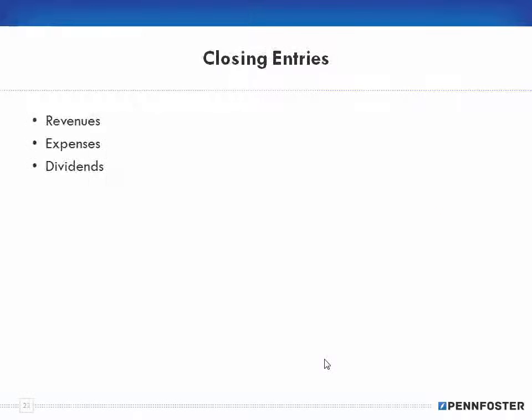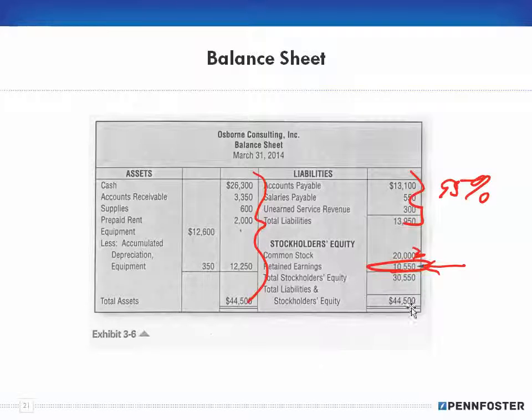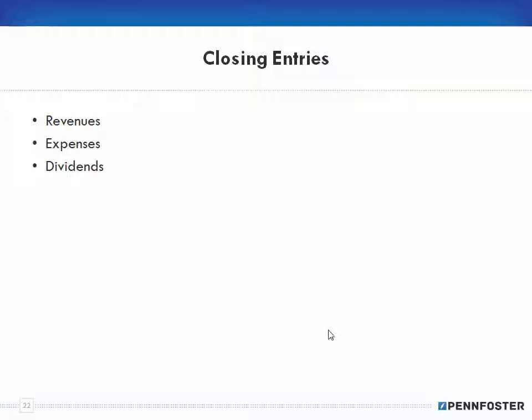So we've created this balance sheet and we know it's right. But here's where the double check comes in. We make our closing entries. So when we're making our closing entries, we have to close out revenue accounts, expense accounts, and dividends accounts, okay? So remember, revenue accounts have a normal balance of a credit.